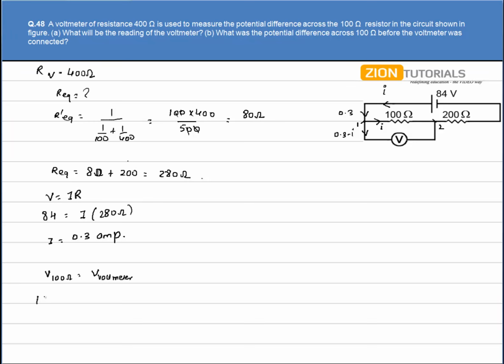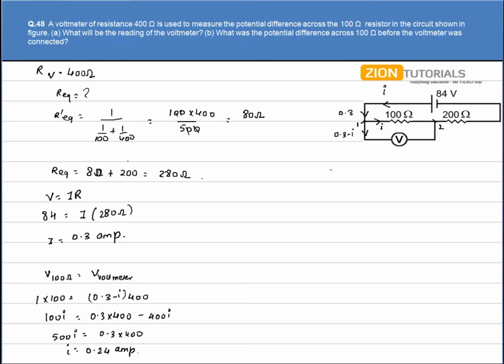So I have current I into resistor 100 equals (0.3 minus I) into resistance of voltmeter, that is 400 ohm. So I have 0.3 into 400 minus 400I equals 100I. 500I equals 0.3 into 400. On solving this equation, I get the value of I as 0.24 amperes.